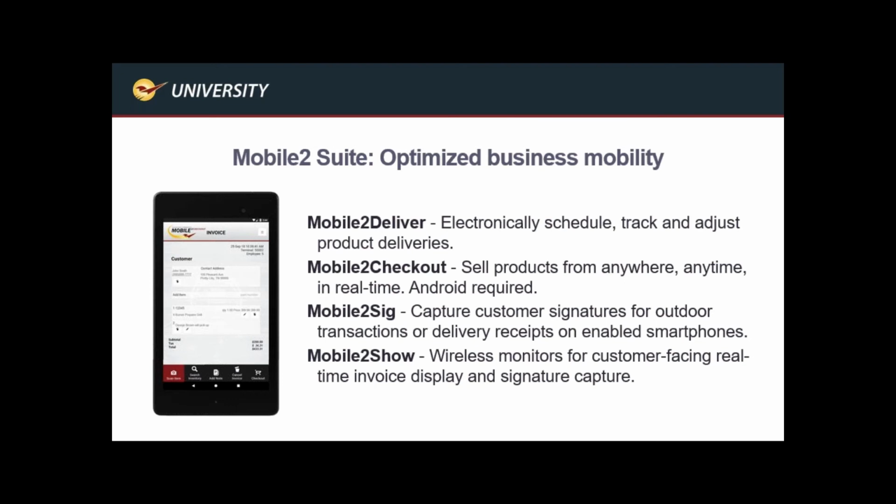Mobile 2 Deliver allows you to schedule, track and adjust product deliveries. It also has some cool little cherry on top features, like being able to take a picture when you drop off something. So if you left it on somebody's porch or in front of the barn, you could take a picture of you doing that and then save that forever.